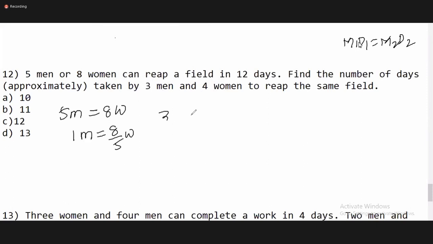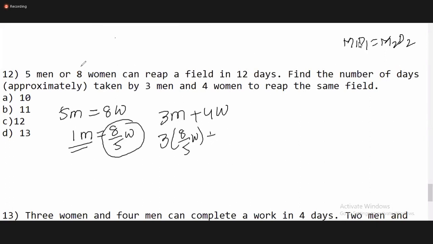So your question is what? 3 men and 4 women, they can complete the work in how many days? In place of 1 man, can I write 8 by 5 women? So I am converting everything into women. In the first case, how many women were there? 8. So 8 women are taking 12 days. The question is, these many women will take how many days? So 24 women divided by 5 plus 4 women.